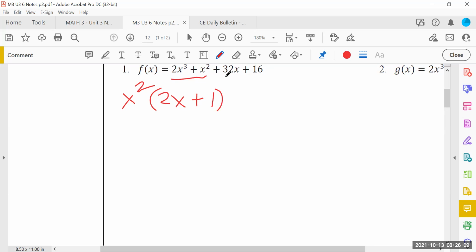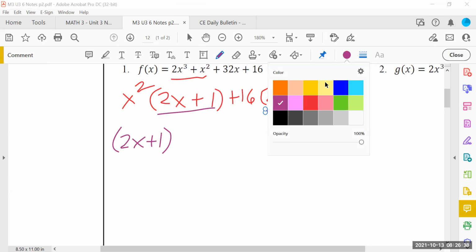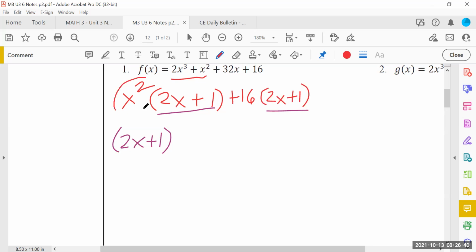32x plus 16 now. What do I do with those 2? Does everybody agree I can take a 16 out of those? So plus 16, left with 2x plus 1. Good stuff so far. Everything's working exactly like it did yesterday. Got the exact same 2 parentheses. Take those out. 2x plus 1 times x squared plus 16.